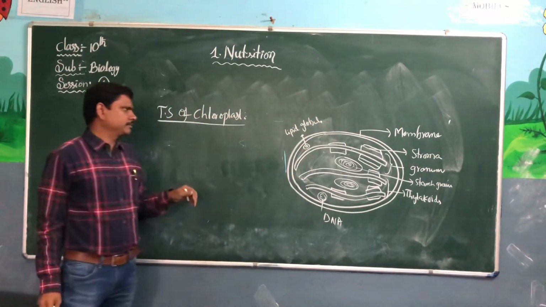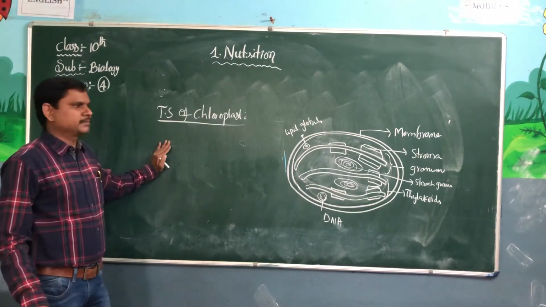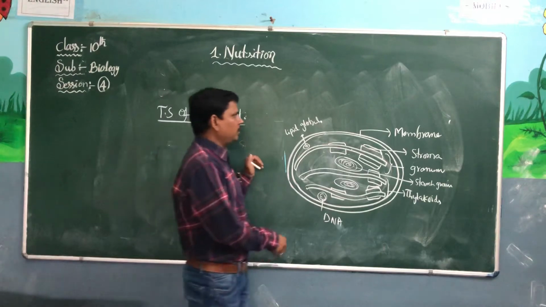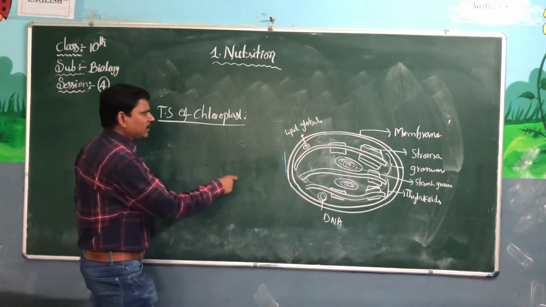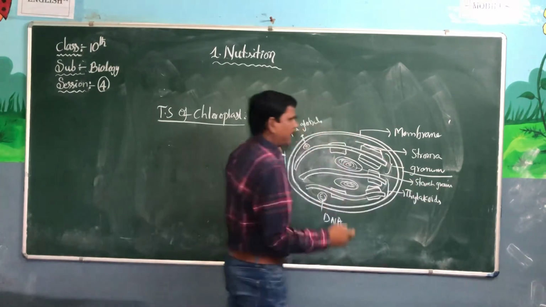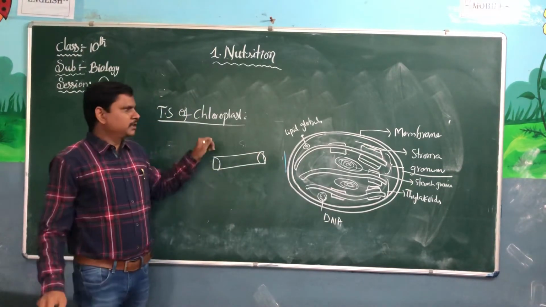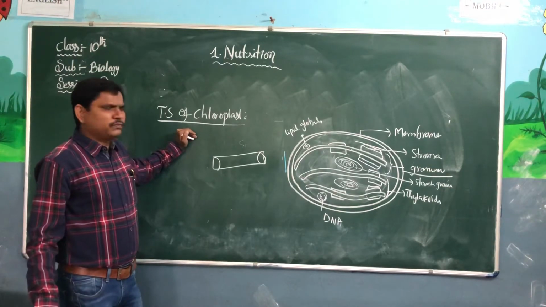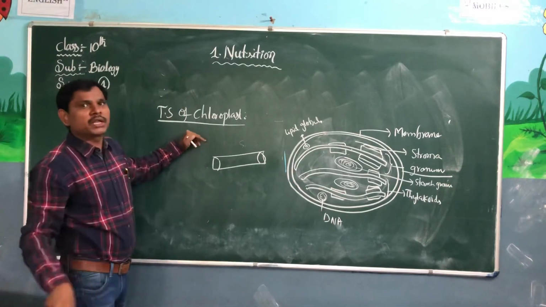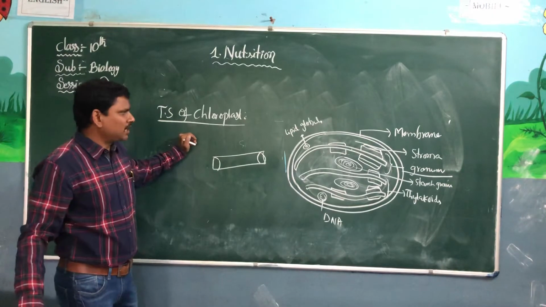So the structure of the chloroplast is a membranous structure. It consists of layers. The third layer consists of stacked sac-like structures called grana. What is the function of the granum? The granum traps the solar energy from the sunlight.